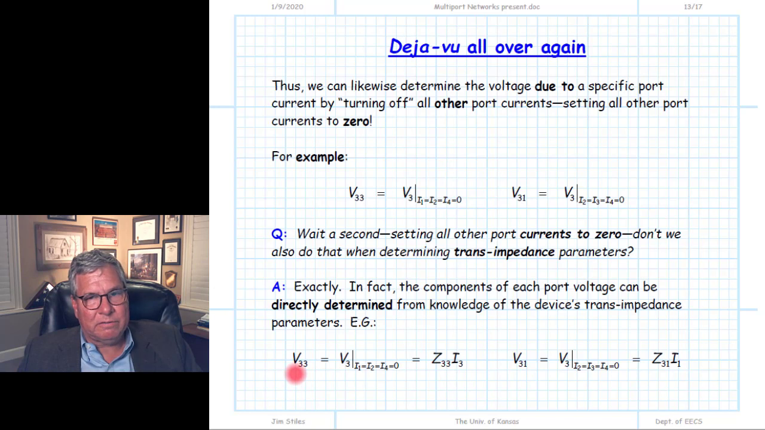Same thing for V33. The component of the voltage at port 3 due to our current at port 3 can be determined simply by taking the current at port 3 and multiplying it by Z33. Again, this doesn't give us the voltage at port 3. What it gives us is the component of the voltage at port 3 due specifically to the one current I3. To determine the voltage at port 3, we would need to add up all of the components, all the four components due to the four non-zero currents.